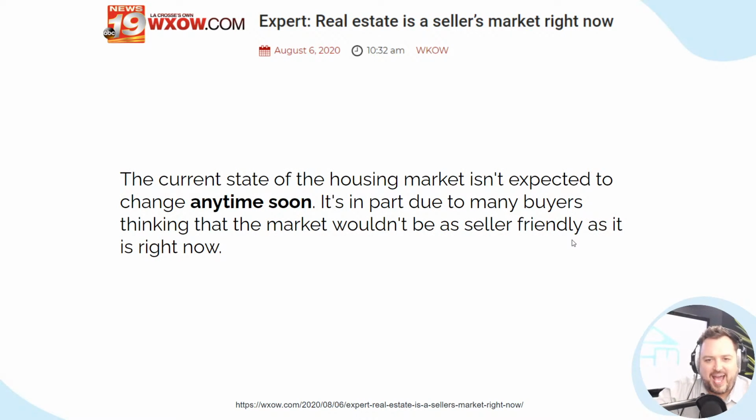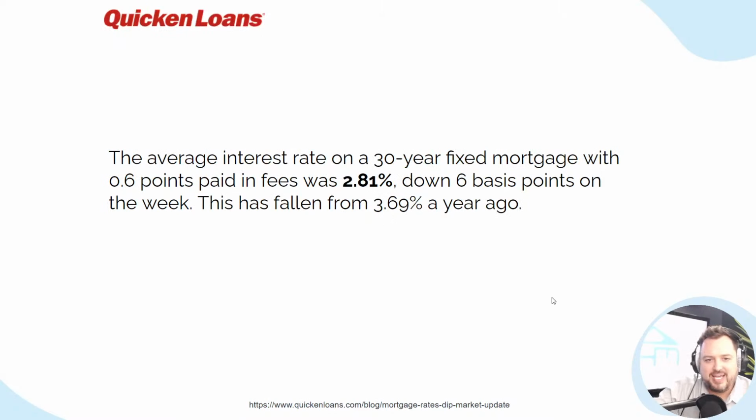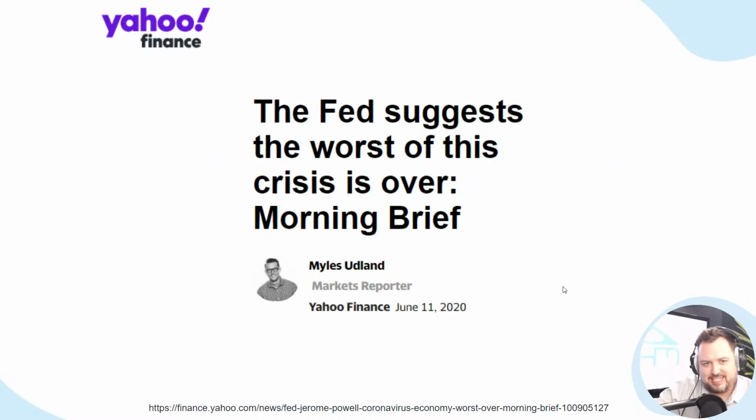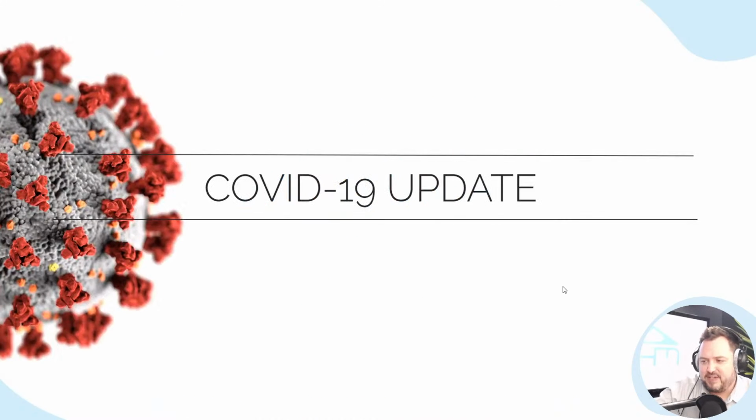The current state of the housing market isn't expected to change anytime soon. It's partly due to the many buyers thinking that the market wouldn't be as seller-friendly as it is right now. Quicken Loans says the average interest rate on a 30-year fixed mortgage, with 0.6 points paid in fees, that'd be an origination fee, is 2.81%, down 6 basis points on the week. This has fallen from 3.69% a year ago. The Fed suggests the worst of the crisis is over in their morning briefing.